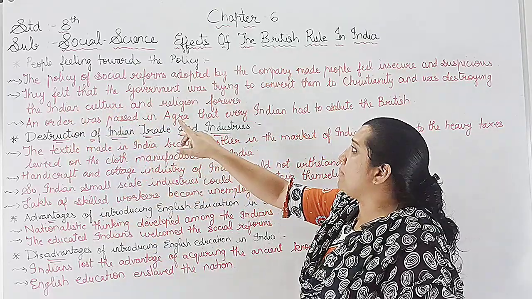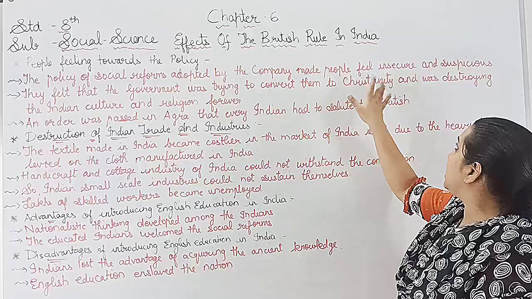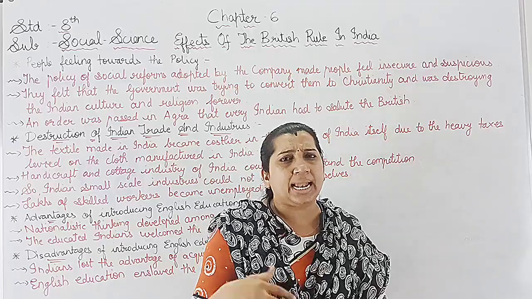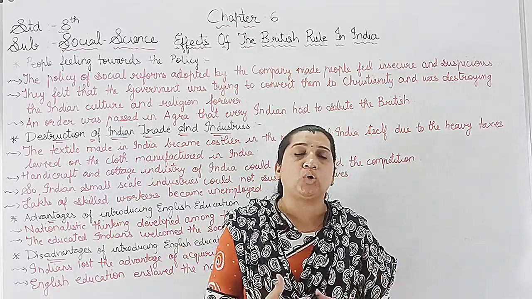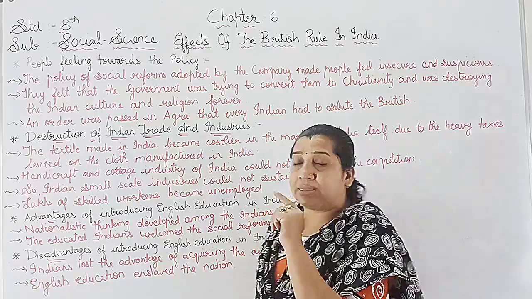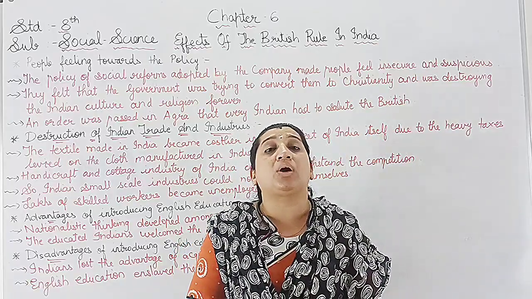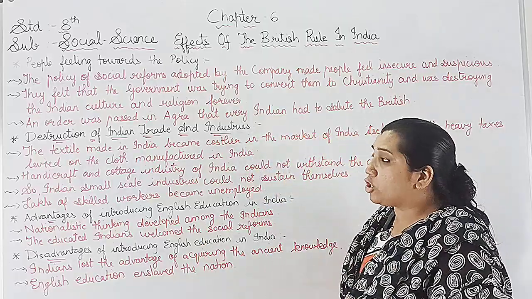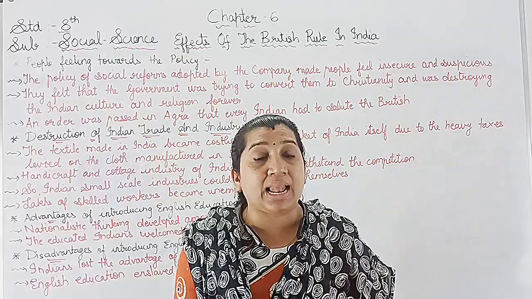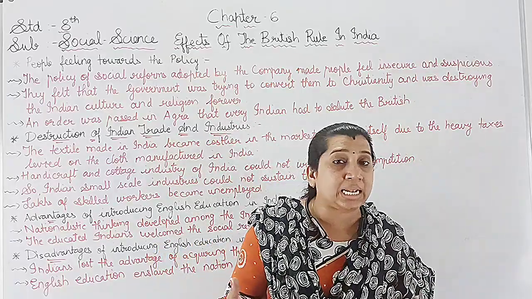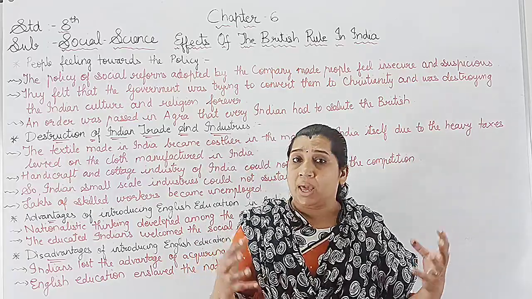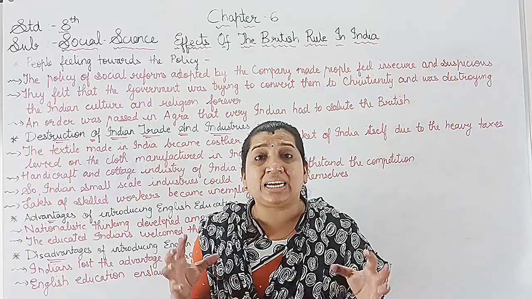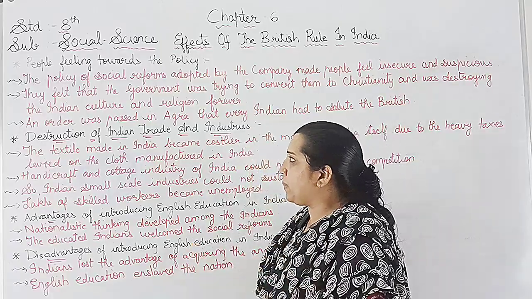They felt that the government was trying to convert them to Christianity and was destroying Indian culture and religion forever. This was especially felt by the orthodox people. They thought the Britishers wanted to destroy our Indian culture and change it into Christianity by starting railway lines, introducing the modern postal and telegraph system, stopping evil customs, and starting English education in our country India. That created doubt in the minds of the people.